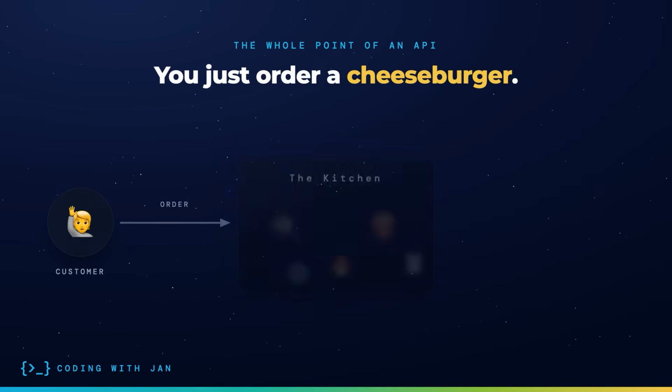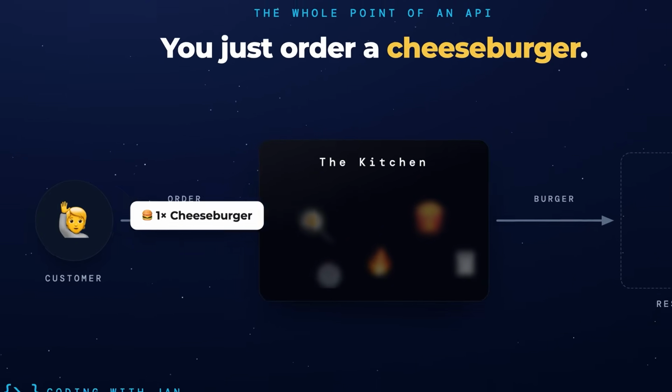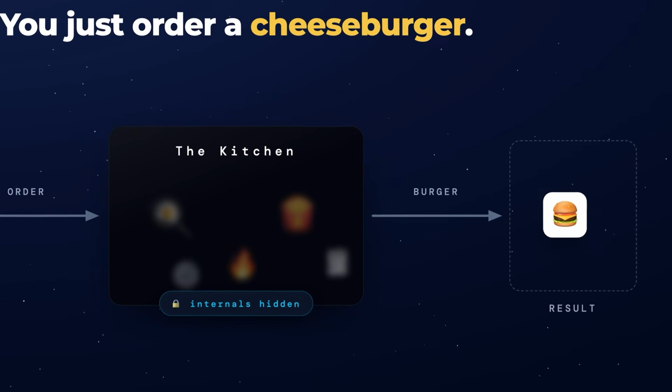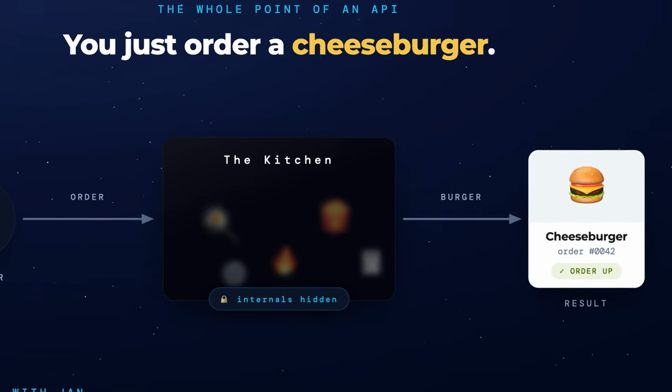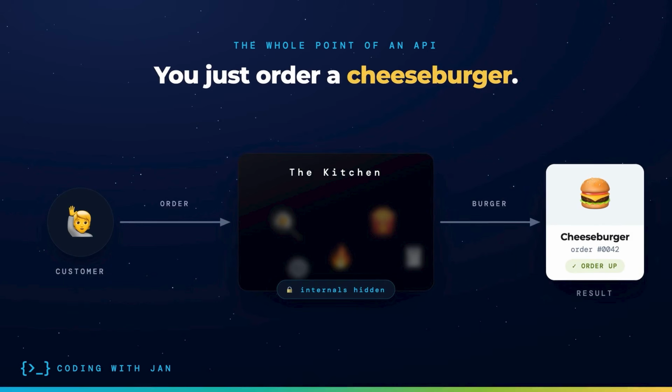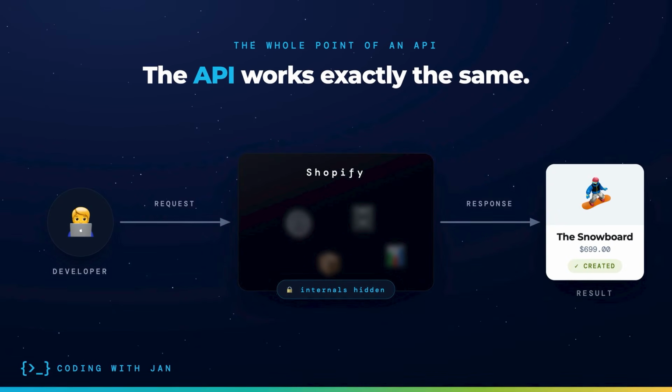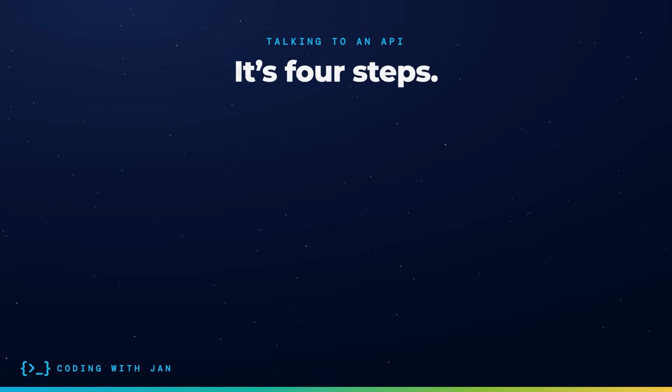Now, the whole purpose of an API is to make features available from the outside without us having to understand all the internal processes. For example, you can just order a cheeseburger, but you don't need to know how the kitchen is organized, how inventory management works, how accounting works. You simply order a cheeseburger. And an API works exactly the same. You tell Shopify you want to create a new product, put it on sale, get some order details, whatever you might need, but we don't need to understand how Shopify organizes their databases, processes payments, and so on and so forth.